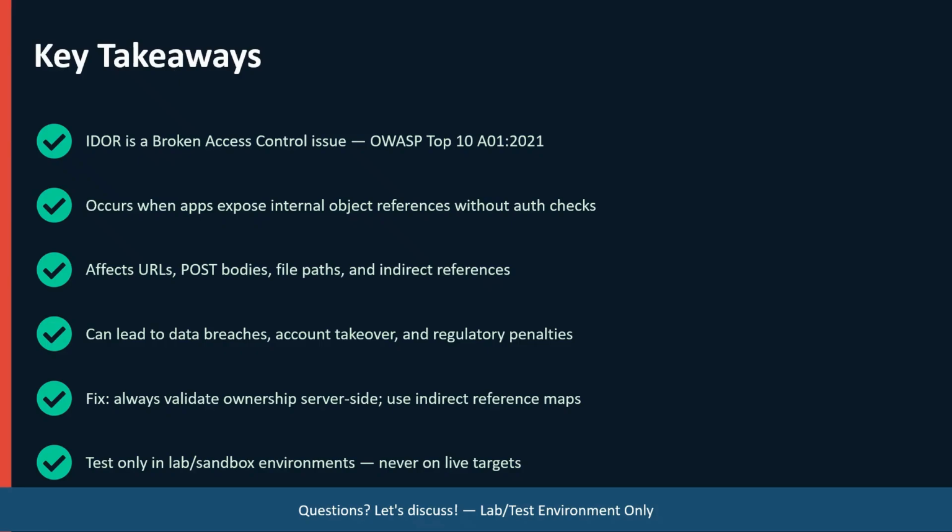Let's wrap up the key takeaways from today's session. IDOR is a broken access control issue, which was ranked in the top 10 for 2021. It occurs when applications expose internal object references without enforcing authorization checks. It affects URLs, POST bodies, and file paths, including encoded references. The consequences can include data breaches, account takeovers, and regulatory penalties. The fix is always to validate ownership server-side and replace predictable IDs with an indirect reference map.